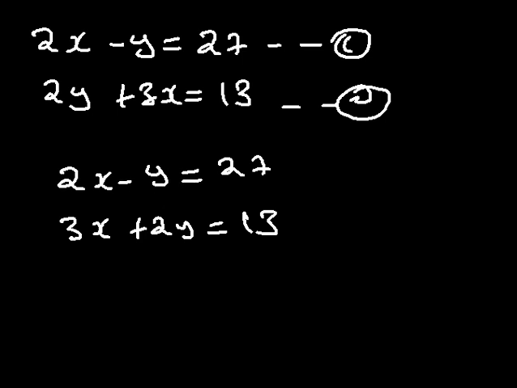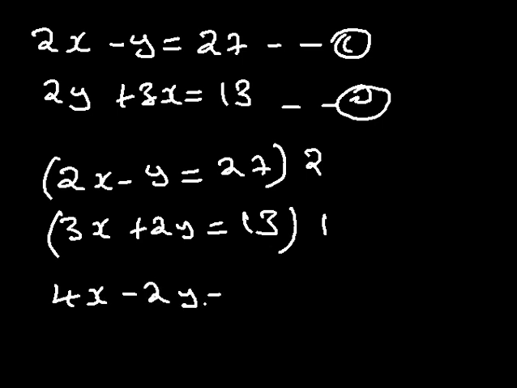So in this case, we're going to multiply the first equation by, let's say, 2, then the other one we should have to multiply by 1. So in this case we have it as 4x minus 2y, which is equal to 54. Then we also have 3x plus 2y, which is equal to 13.